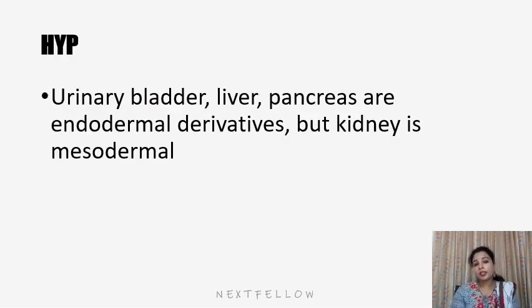And one high yielding point to be remembered is that the urinary bladder, liver and pancreas are endodermal derivatives, but the kidney is mesodermal in derivative. So this should be noted. It is from the metanephros from intermediate mesoderm, so it is mesodermal. Not the complete urinary bladder is endoderm; only the internal trigone is from the absorbed part of the mesonephric ducts. So this completes the development of the renal system and some congenital anomalies associated with it. Thank you.